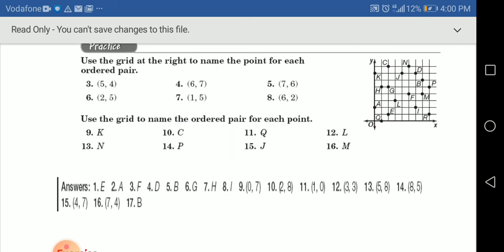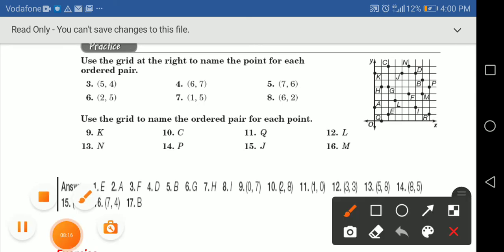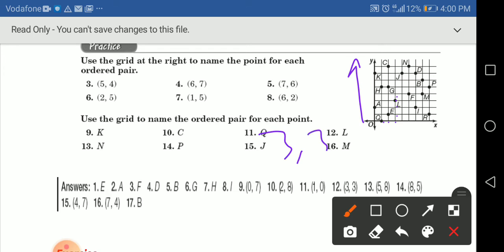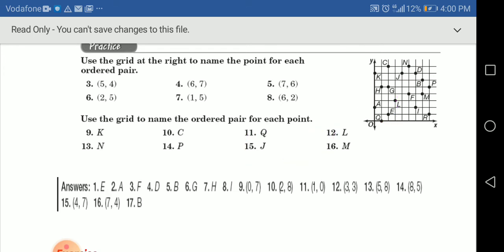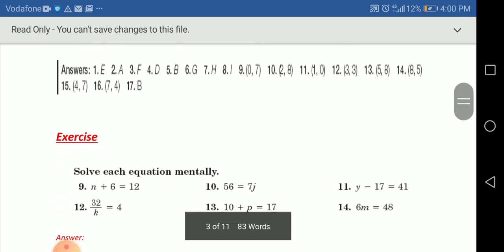Let's do another one. L, for example. When I say L, we move on the x-axis. How many points on the x-axis for L? Let's see together. 1, 2, 3. Okay, and up according to the y-axis. How many? 1, 2, 3 also. So it will be 3 and 3. Okay, guys.